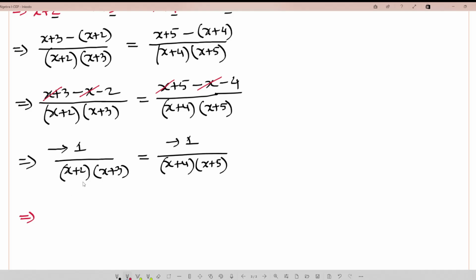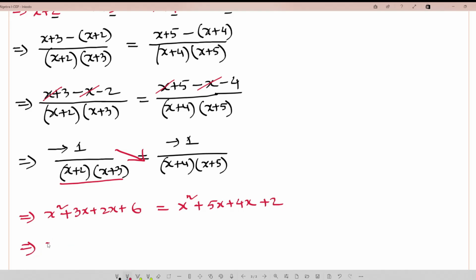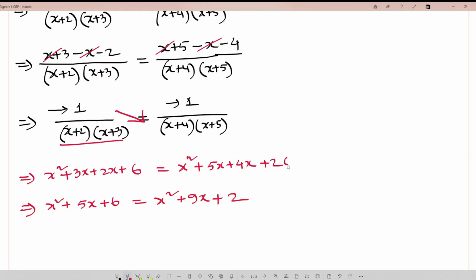Now we can do cross multiplication, so we can multiply this one, x square plus 3x plus 2x plus 6, and this one multiply like this. So here is x square plus 5x plus 4x plus 20, right? And here is x square plus 5x plus 6, and equal, here is x square plus 5x plus 4x, it means 9x plus 2. Okay, then here is not 2, actually here is 20. 4 times 5 means 20, right?